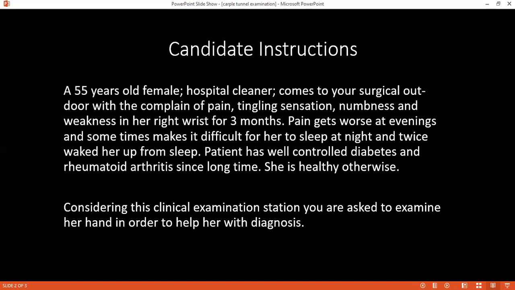I will check the wrist joint, the elbow joint, the metacarpal joints, the metacarpophalangeal joints, and the proximal interphalangeal and distal interphalangeal joints. Then I will do the squeeze test for the metacarpal heads. Then I will palpate along the ulnar border from the elbow to the wrist joint for rheumatoid nodules.